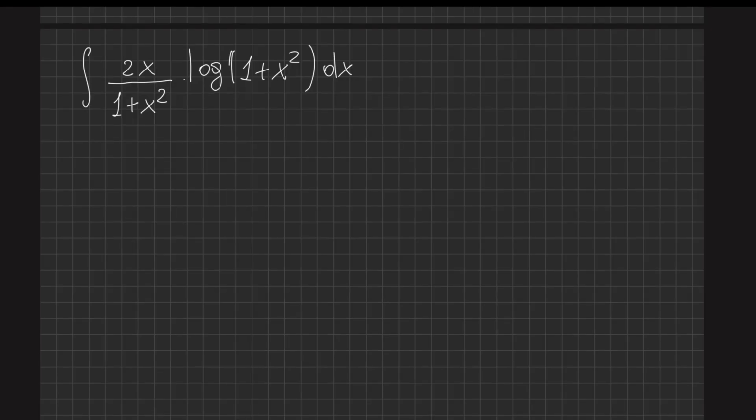As tradition to this channel, the last integral has to be really, really complicated. But as always, this looks like a monster, but actually is not that bad. So let's look at it. First things first, you notice that here we have 1 plus x squared, and up here we have 2x, which is exactly the x derivative of the denominator.